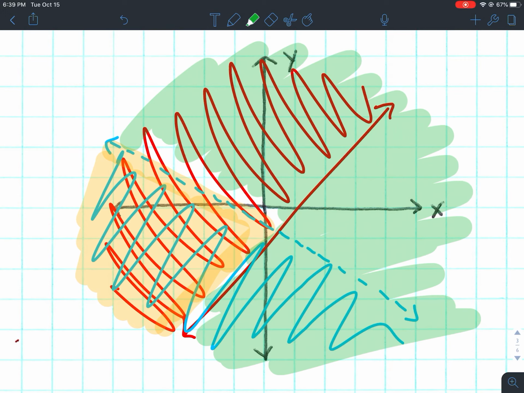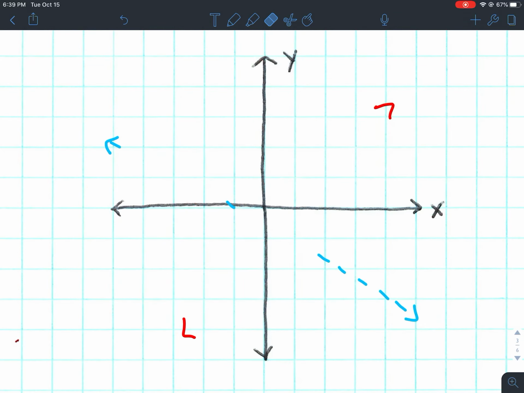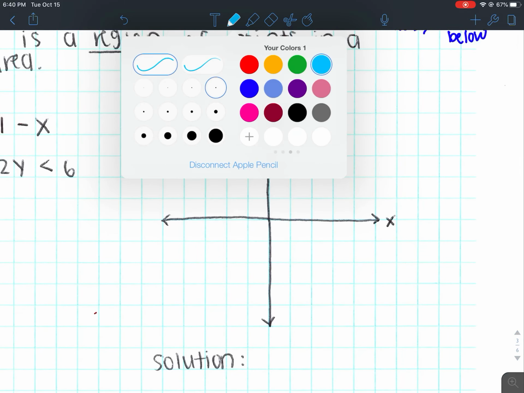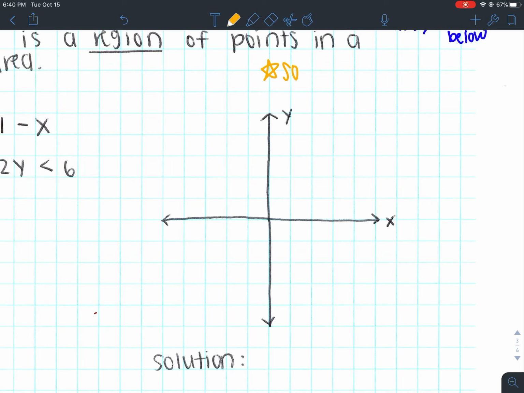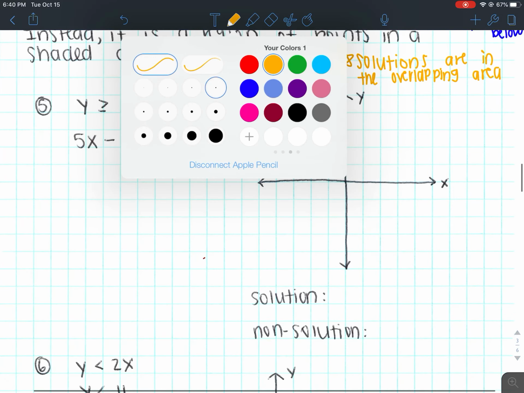If it's in the double overlapping area, those are the solutions. If it's anywhere else, those are non-solutions. If you want to make a note to yourself, we'll make a note up here: solutions are in the overlapping area. Because we're used to a solution being in the shaded area, however this time it has to be the overlapped shaded area.